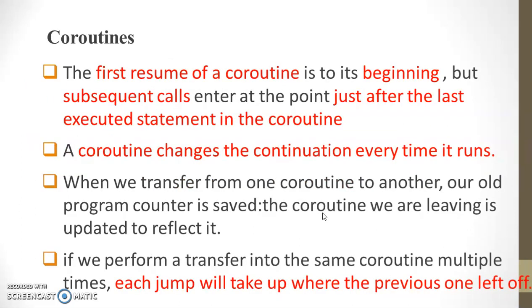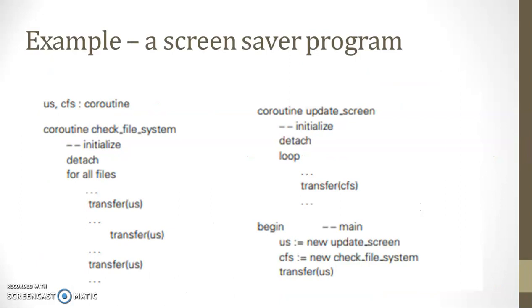We have also seen that we make use of transfer in order to switch from one coroutine to another. Each time a transfer is given, it passes the name of the coroutine to which the control needs to be given. Here we can consider a screensaver program implemented using coroutines. We have two coroutines, US and CFS, where US indicates update screen and CFS indicates check file system.